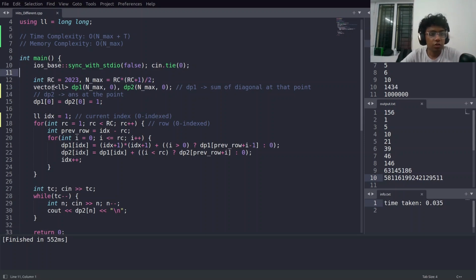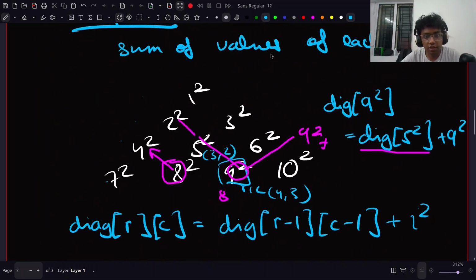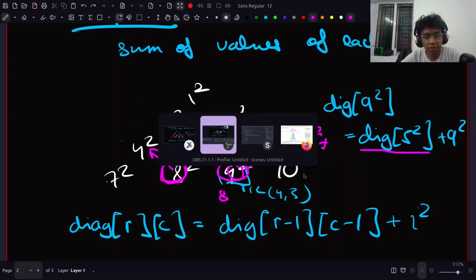Now dp1 and dp2 are going to be two vectors which store our pre-computed values. dp1 will be the sum of diagonal at a particular point. What does that mean? As we discussed earlier, if you start at 8 and you go up, you reach 4, right? So 8 square plus 4 square will be stored at dp of 8. Similarly, dp of 9 is going to store 9 plus 5 plus 2 and so on. That's what I mean by sum of diagonal at each point.